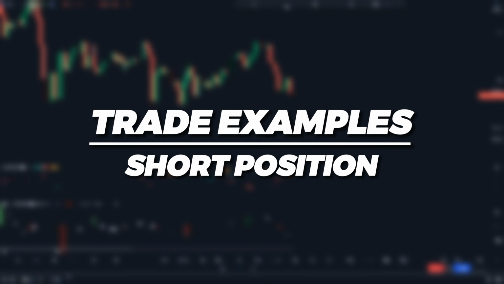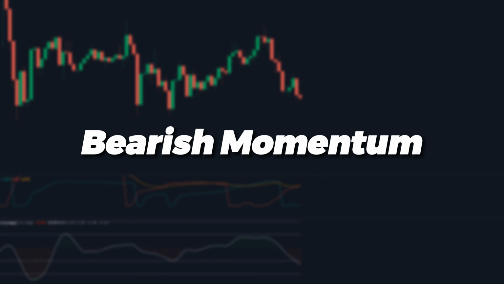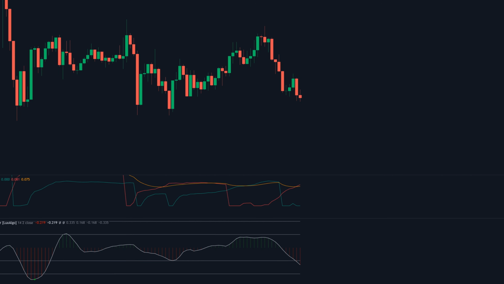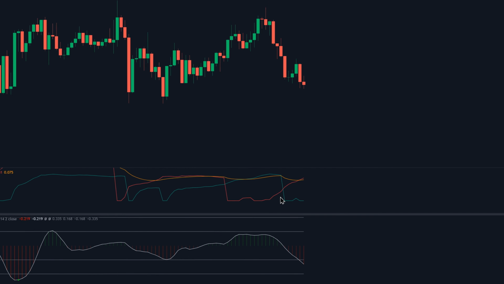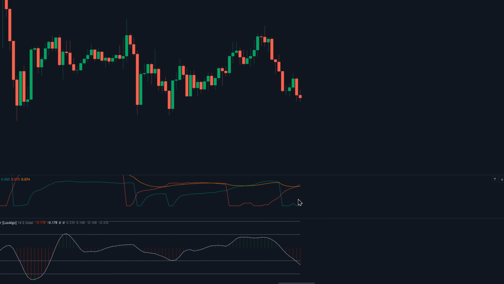For a short position, we're gonna do the reverse of what we did for the long position. So the first condition would be to ensure that the market has enough bearish momentum to push the price in the direction of our trade. For that, we're going to be using the Andean oscillator. We need this red line to be above the yellow line as well as above the green line. This indicates the presence of enough bearish momentum in the market for us to take short positions.